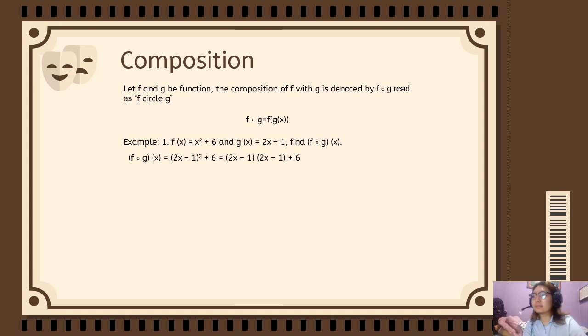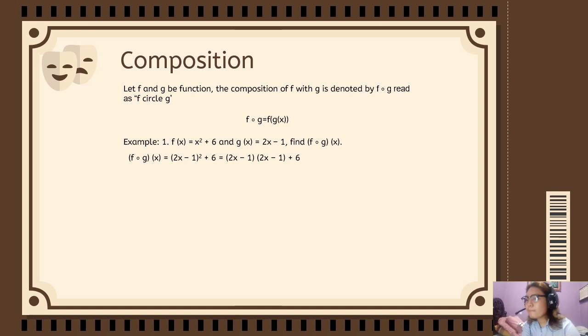Ito na, gagawin natin ito. Substitute na natin. Ito yung x na to, magiging 2x minus 1. So, substitute na natin yung x, magiging 2x minus 1 squared. Ayun yung squared. Sinubstitute na natin kagad para hindi tayo gano'ng magtagal. Plus 6 equal to ito na.